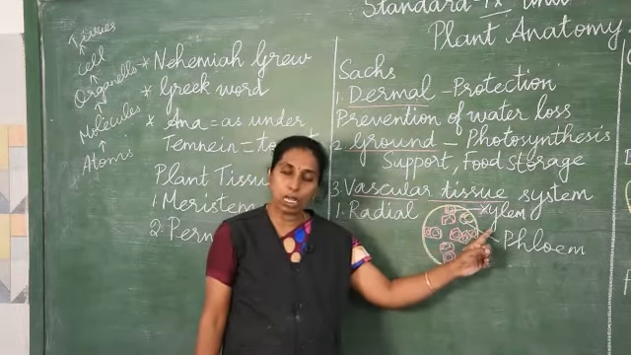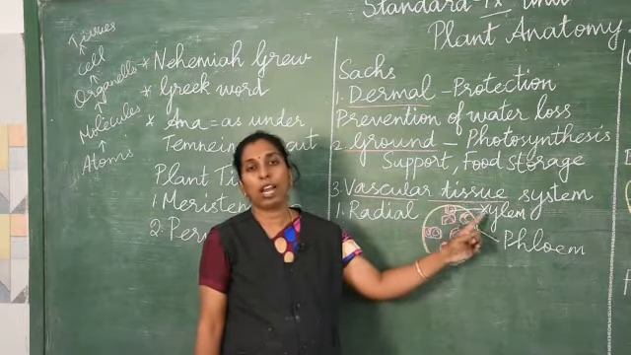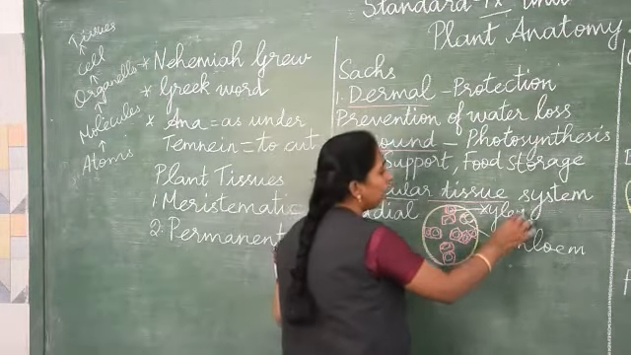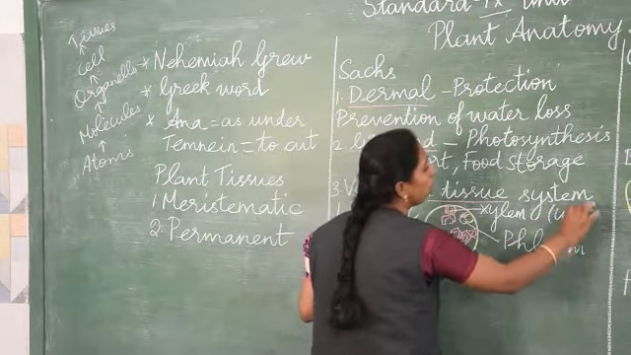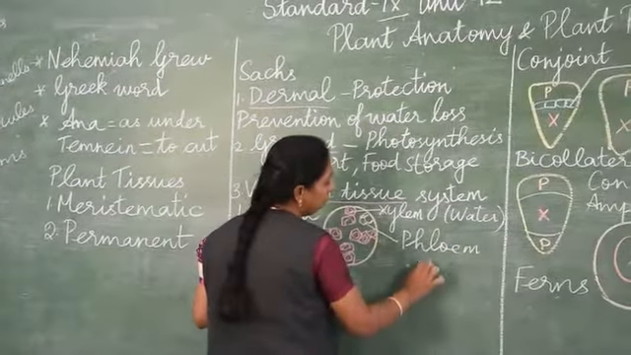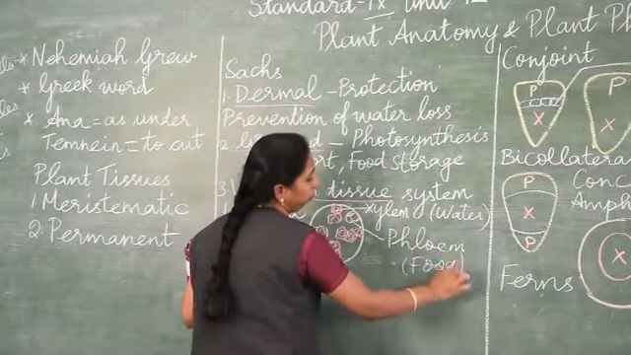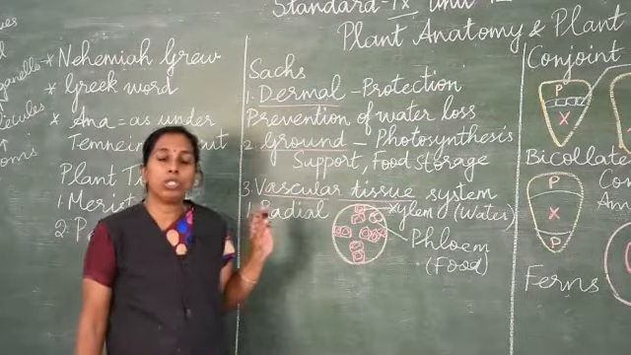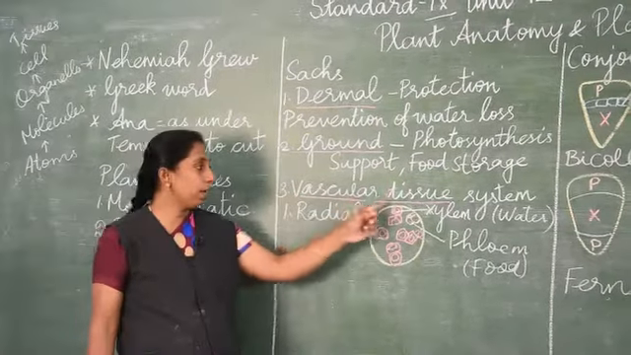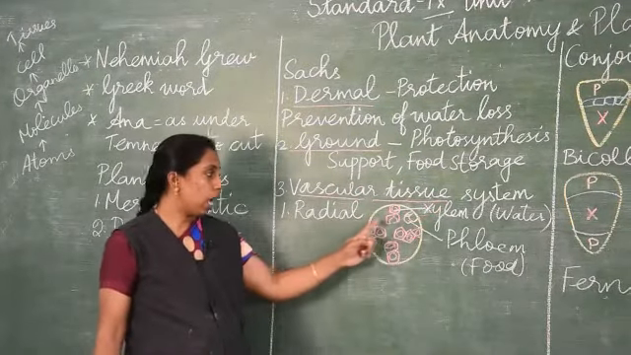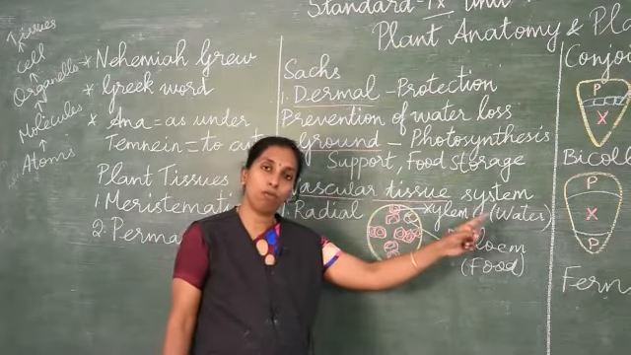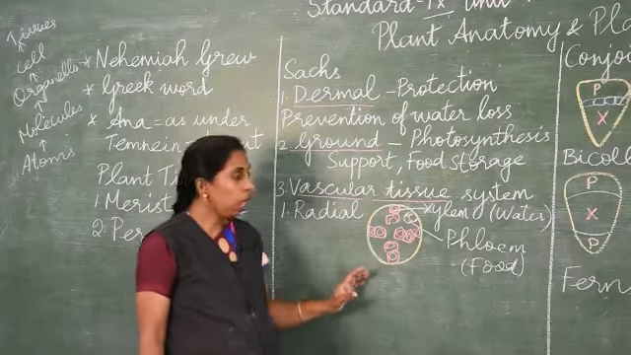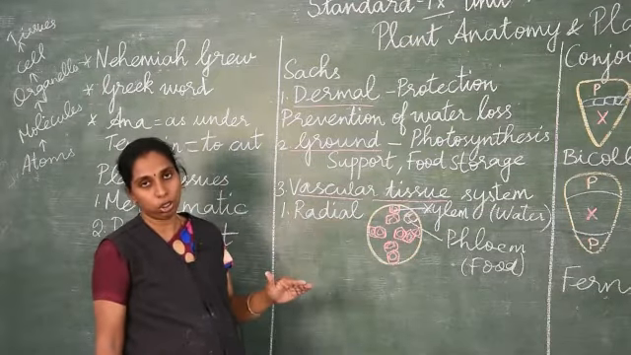What is the function of xylem? Xylem helps in the transport of water. This you should not forget. Xylem helps in the transport of water and phloem helps in the transport of food. This is the third type of tissue system, called the vascular tissue system. Here there are different types of vascular tissue system.